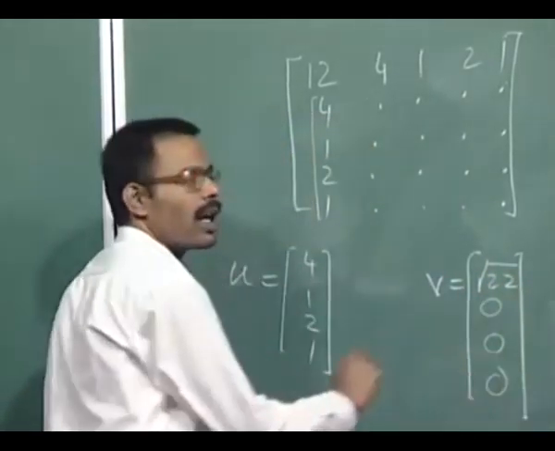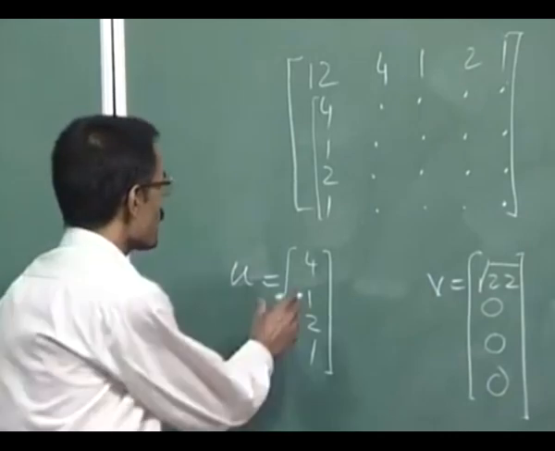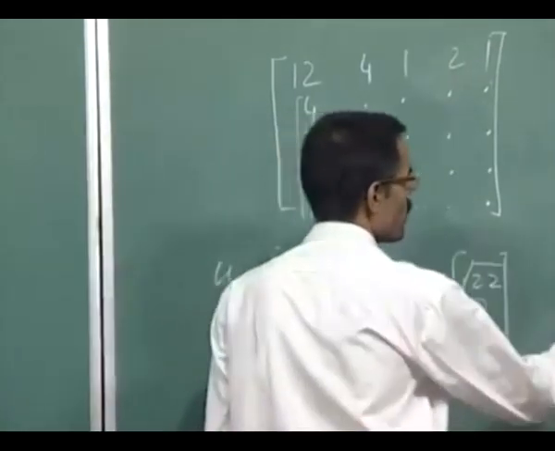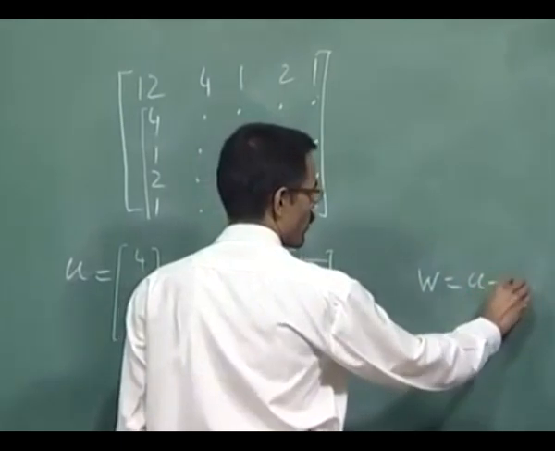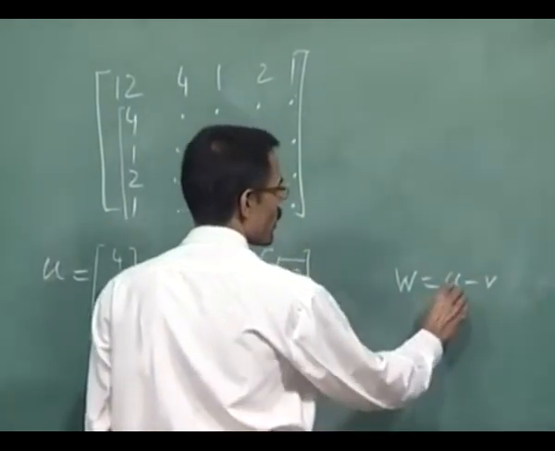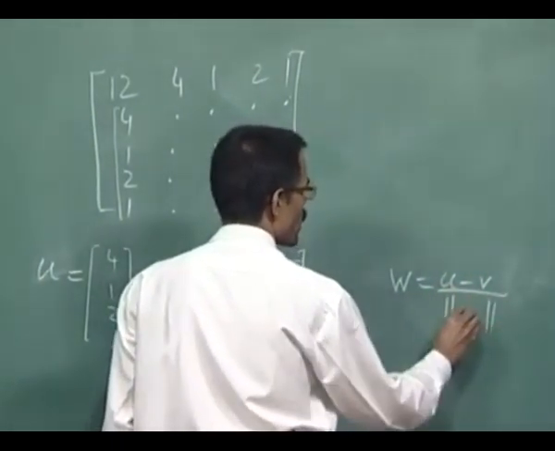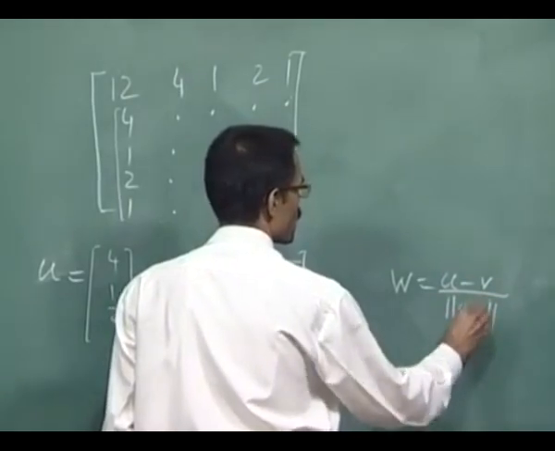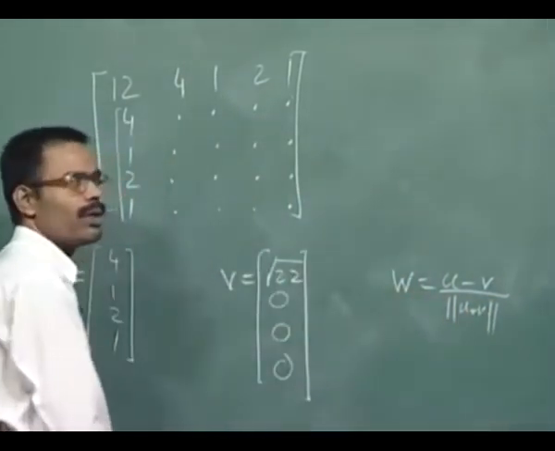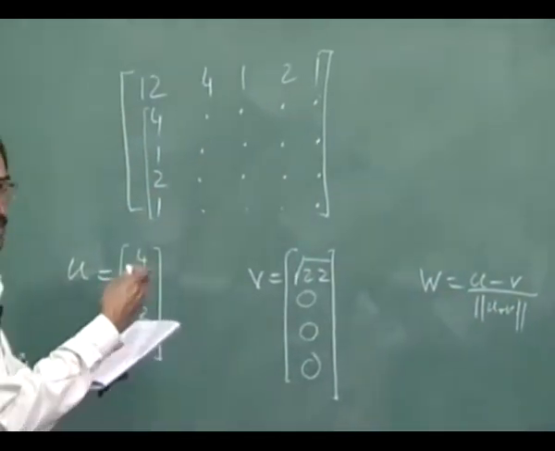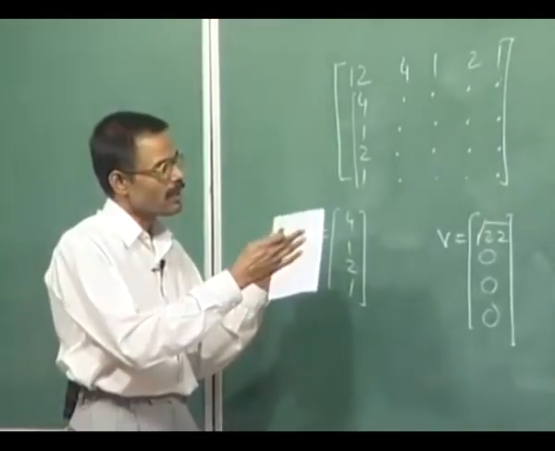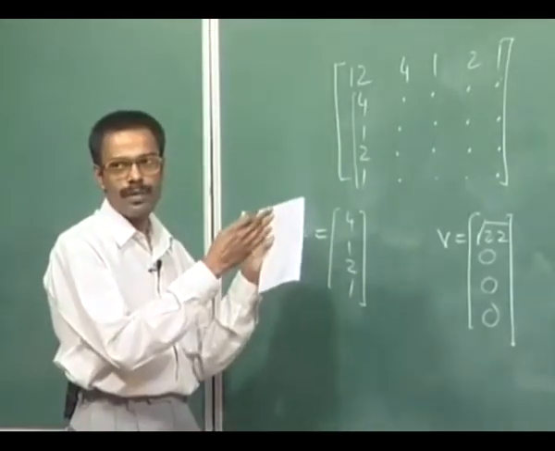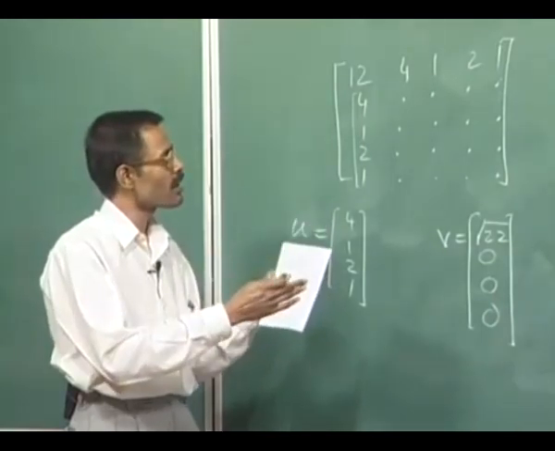So, this will become our v, and with this u and this v, it is easy to find out w, the difference of u and v, divided by whatever is its magnitude, right. So, with that we find w, and then we work out twice w w transpose, subtract it from identity, and that matrix is our 4 by 4 Householder transformation matrix.